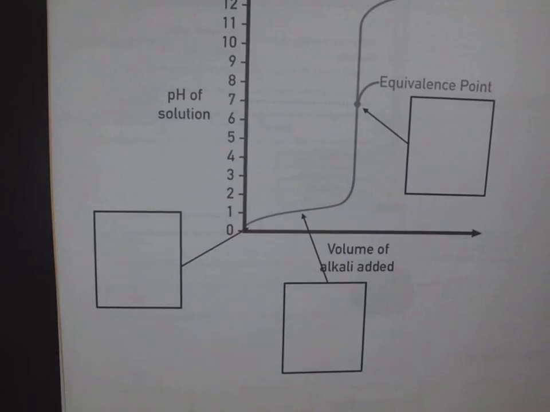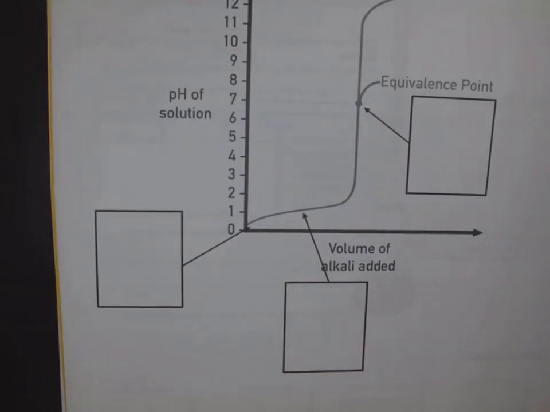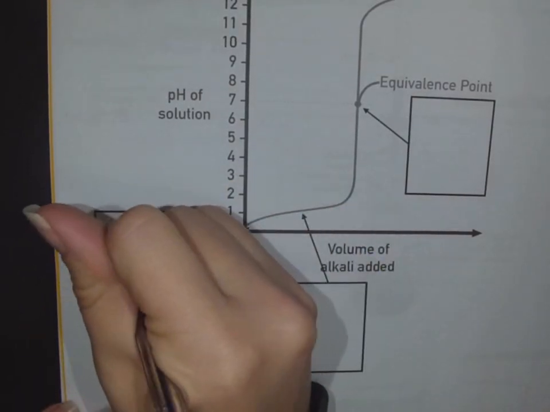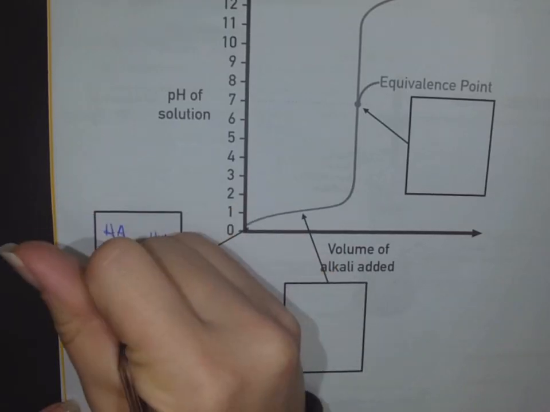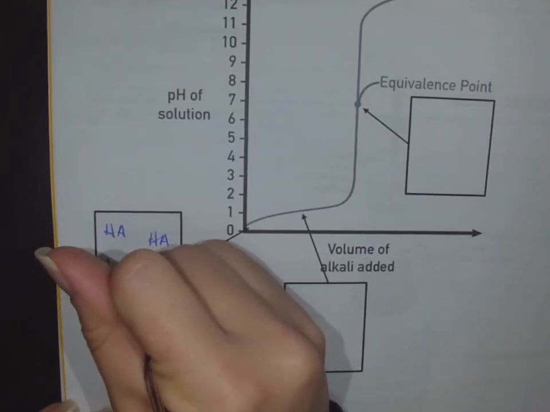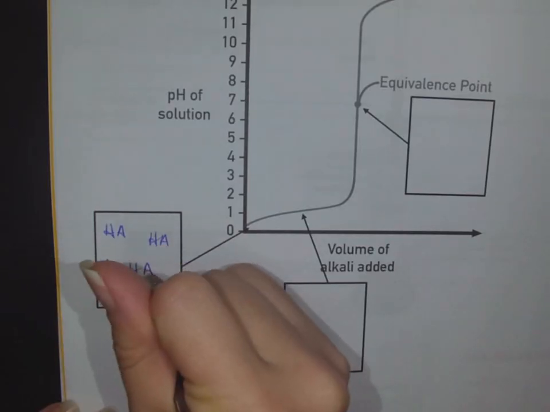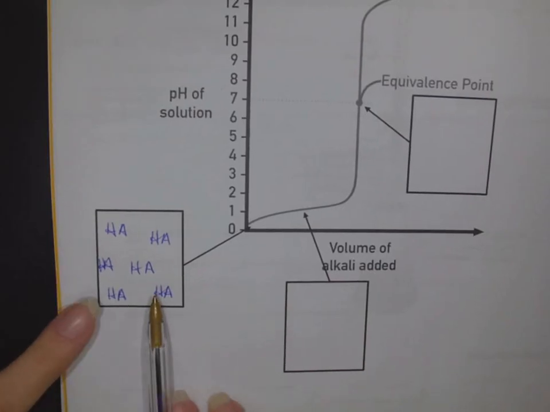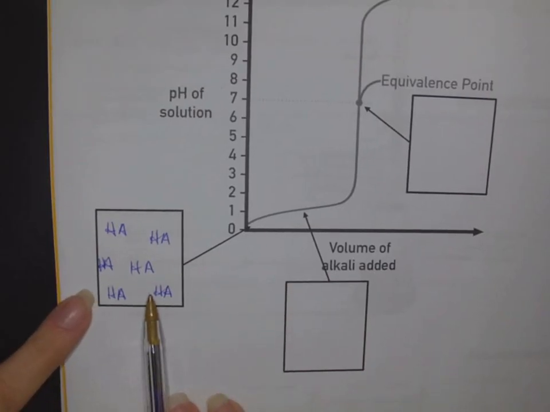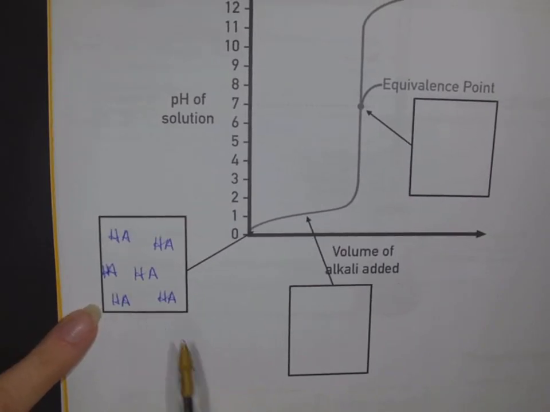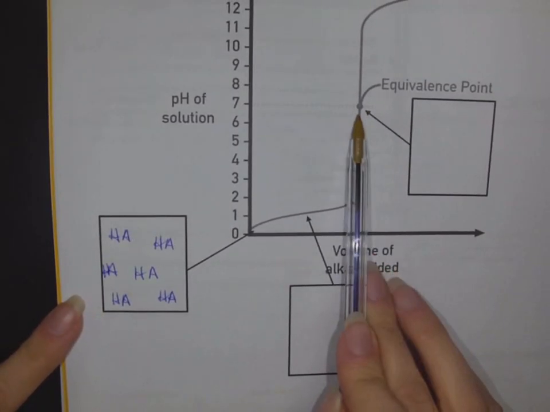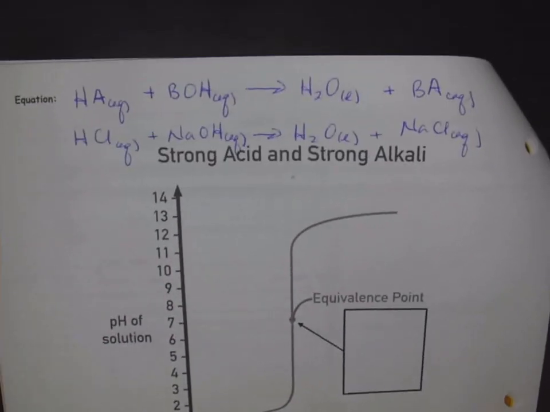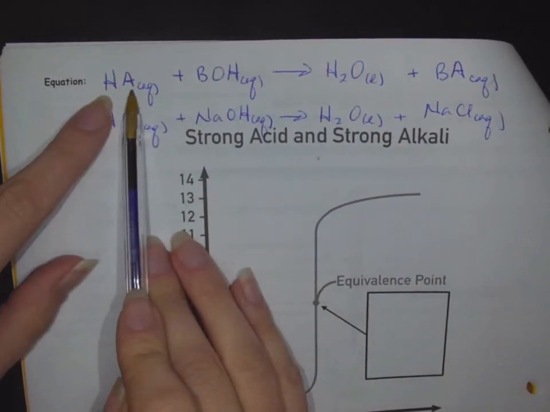So at this point, I have solely acid, okay? So let's just do HA 1, 2, 3, 4, 5, 6, okay? So we have this acid here, and it's going to start to react. Now I want you to think about this for a minute. We know the equivalence point is when the moles of the acid equal the moles of the base, okay? Like if I come up here, here's my acid, here's my base.